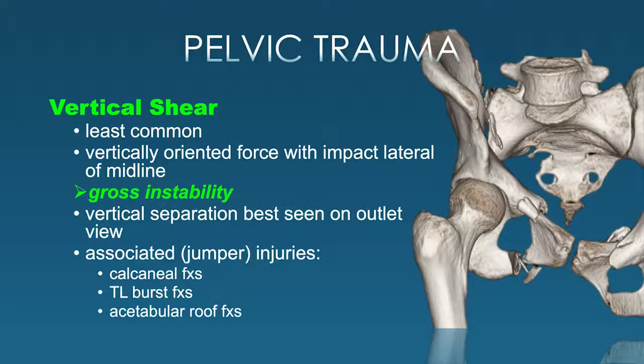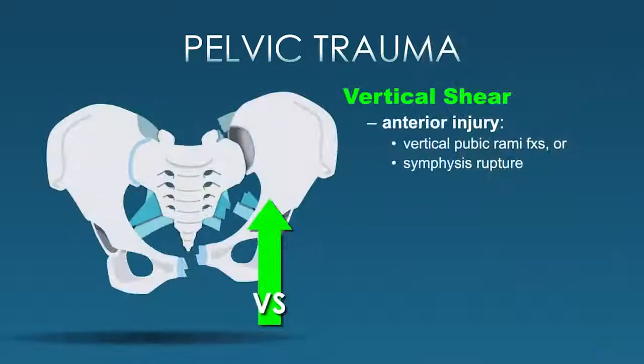Often these are jumpers. Think about other injuries that you can expect to see with these patients, including calcaneal fractures, spine fractures, particularly at the thoracolumbar junction, and potentially acetabular roof fractures and tibial plateau fractures. All of those can be seen in patients that are jumpers that may sustain these injuries.